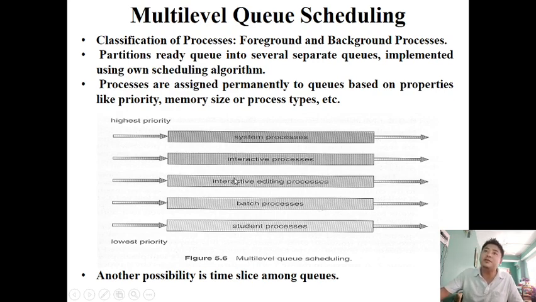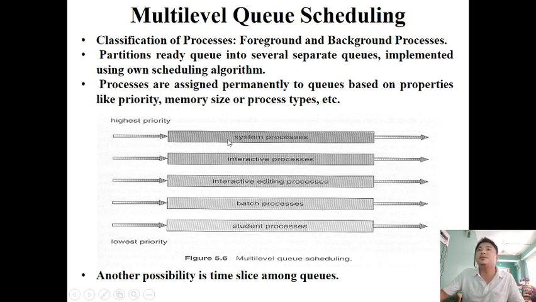So each of these queues is implemented using a different algorithm. It may happen that the interactive process queue is implemented using RR, the interactive editing process queue is also implemented using RR, whereas the student process queue is implemented using FCFS. Each of these queues is implemented using a different CPU scheduling algorithm and has its own priority. Now why is priority assigned? Because the processes listed in the batch process queue can be executed only when all the processes in the above high priority queues are empty.